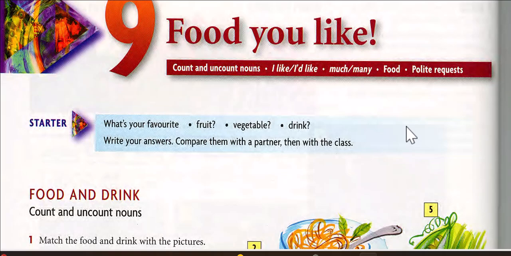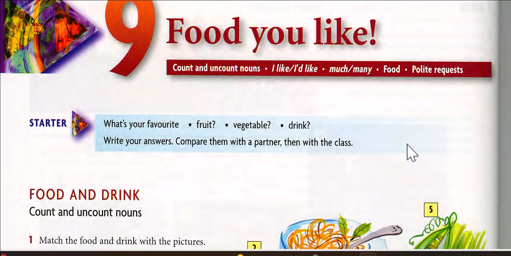Okay, the lesson starts with a starter. The question, what's your favorite? So what you have to do when you are watching this video, you need to write a fruit, a vegetable, a drink. Your favorite fruit, favorite vegetable, favorite drink. When you come to the class, we will discuss that list with your partner.